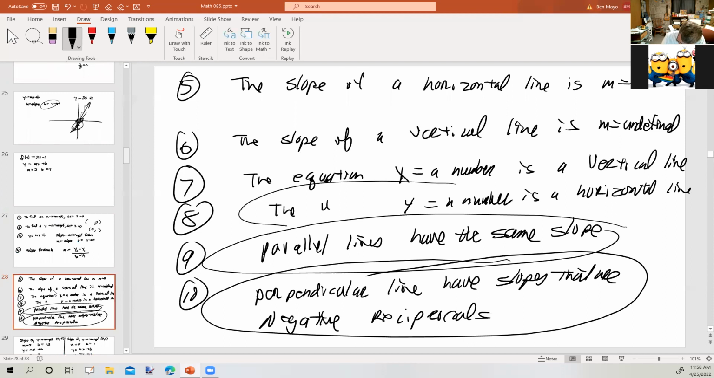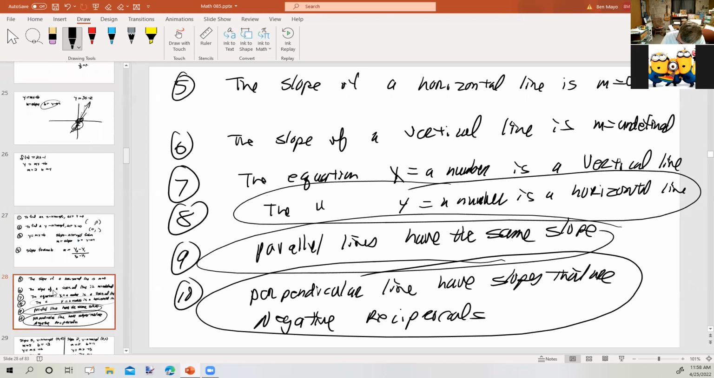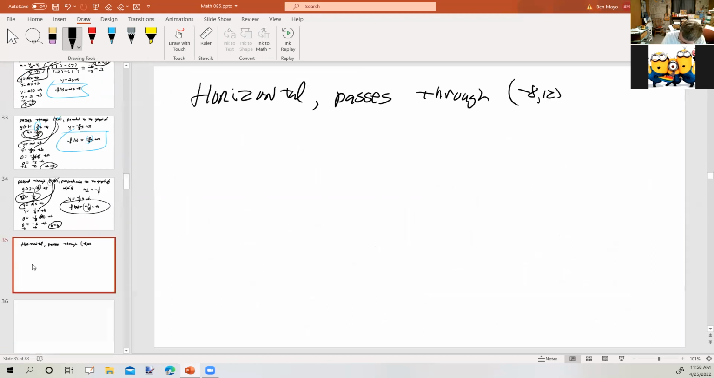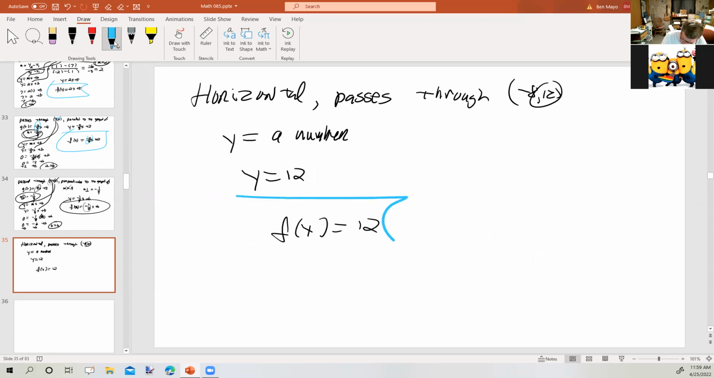The equation y equals a number is a horizontal line. So this is a horizontal line, so it's got to be y equals a number. Well, what's the only y value that we know? 12. So it's y equals 12. Or as a function, f of x equals 12. That would be a horizontal line passing through the point (-8, 12). You okay with that?